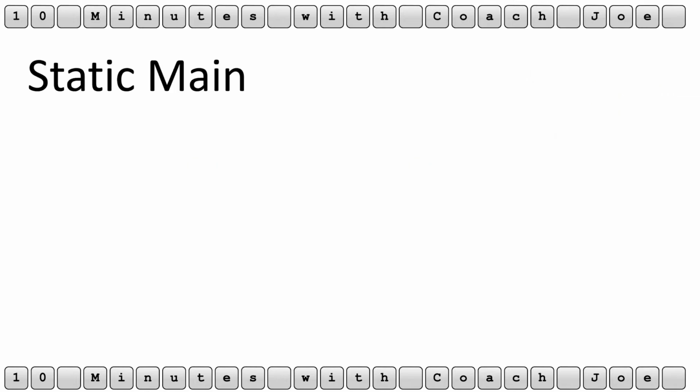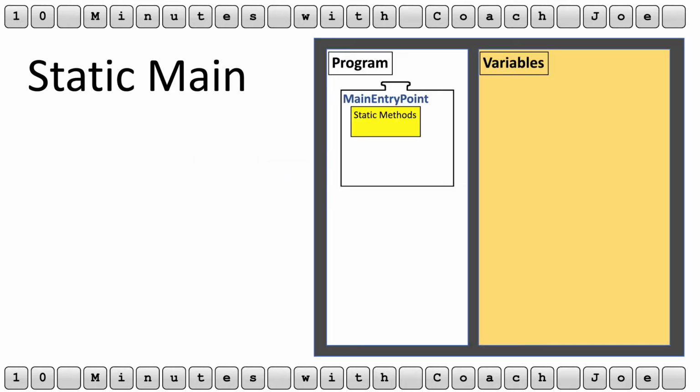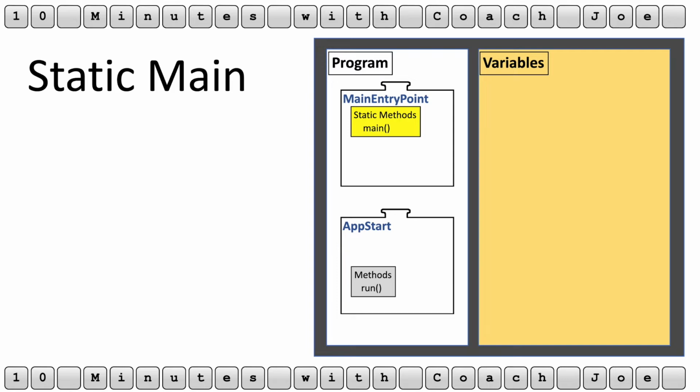The main method has one responsibility. Instantiate an object responsible for running the application and calling the initial starting method. This can be done with very few lines of code. Imagine we have a class called main entry point. This class will have the main method. There is another class called app_start. This class is responsible for passing any string parameters and starting the application with the run method. The run method will control the flow of the entire application.